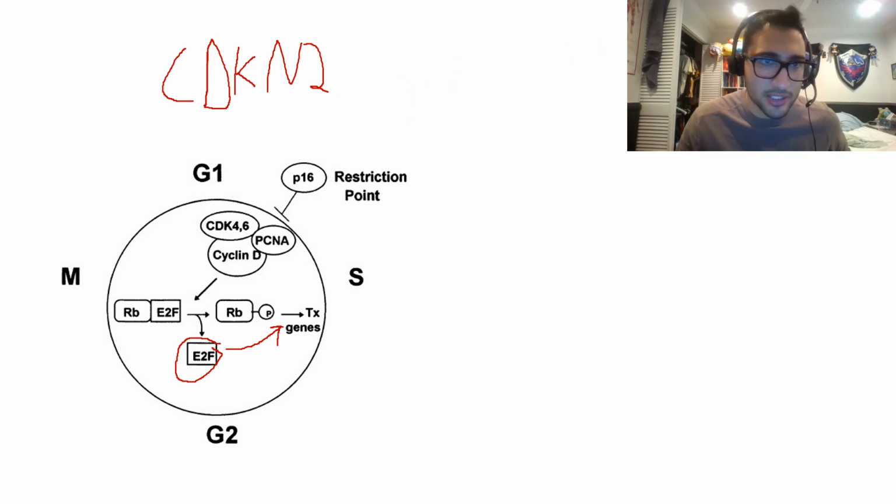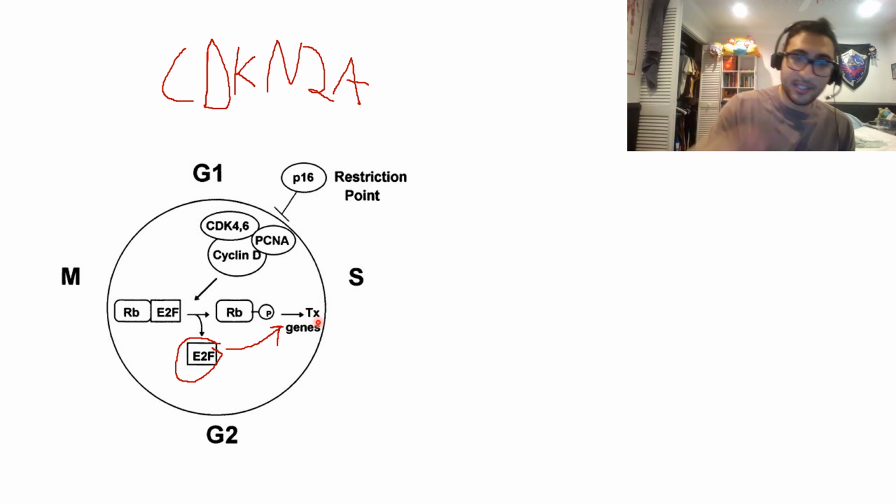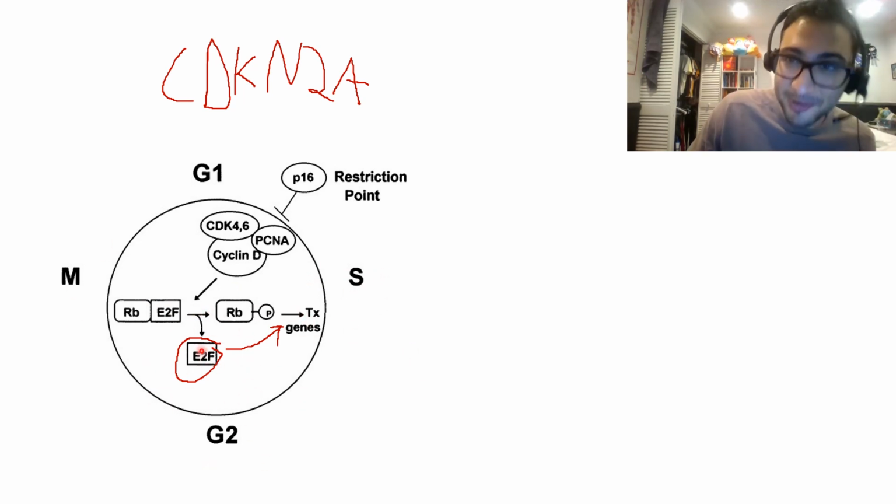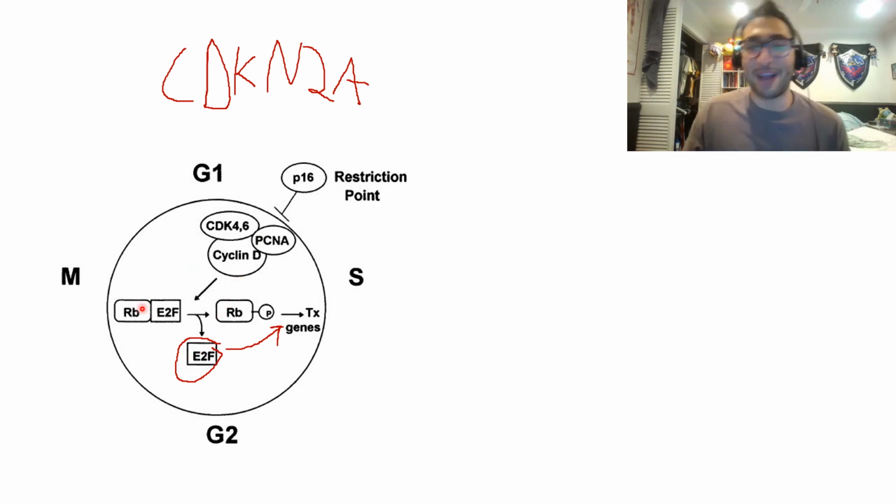What I want to illustrate here is that you have multiple levels of regulation. Even the cyclin-dependent kinases are regulated at some level. So the G1S checkpoint is regulated by the transcription of these genes for growth. The transcription of these genes is regulated by the presence of E2F. The ability of E2F to be available is regulated by retinoblastoma.